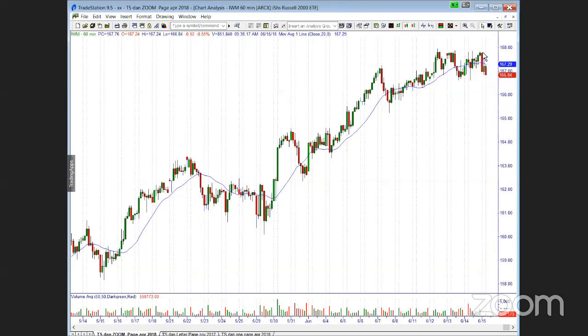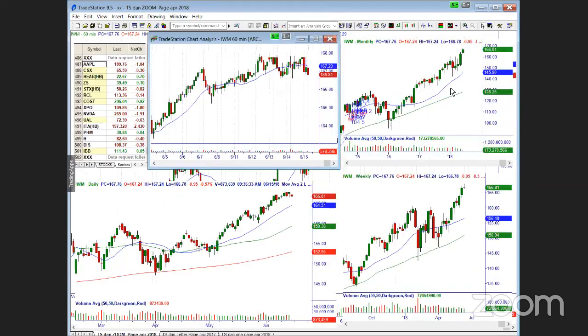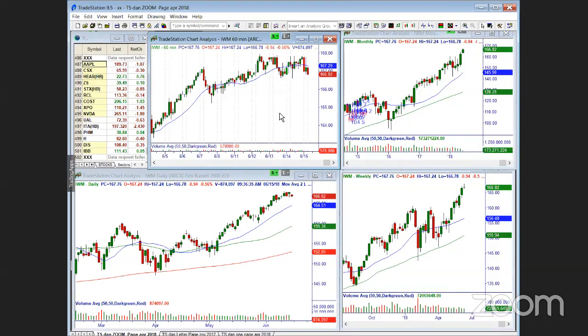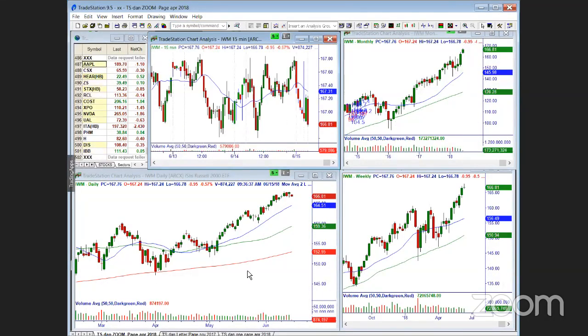So this is sideways, but now it's breaking the day's low. Next target here might be this area, but then there's going to be a lot of football players on top. Let me change it back to 15. All right.